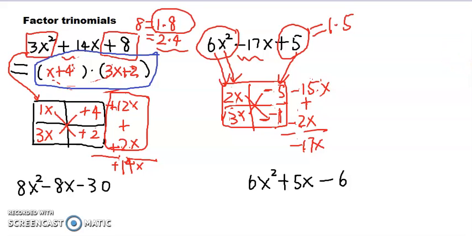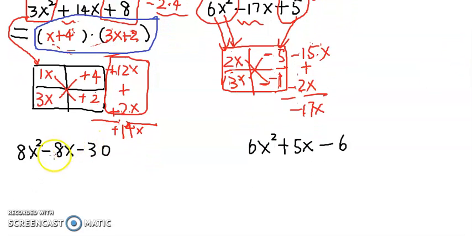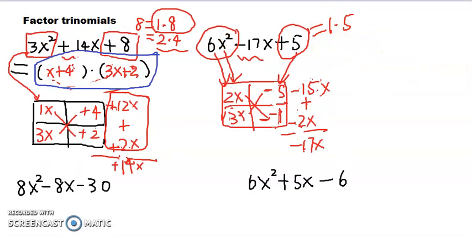All right, so now let's look at the next example. We need to put the answer here. So the factors will be, what times what is equal to 6x squared minus 17x plus 5? It's going to be 2x minus 5. When you write down your answer, make sure you write them horizontally, 3x minus 1.